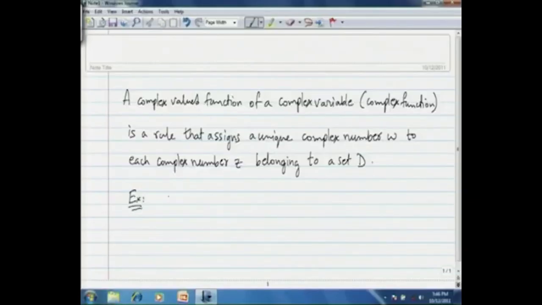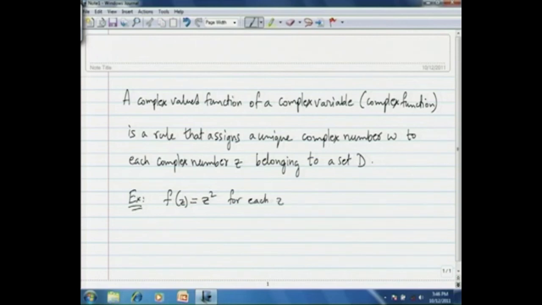So an example is in order. An example is as follows: f of z, we usually use symbols f, g, h, etcetera to denote complex functions. So f of z given by z square for each z in the complex plane is an example of a complex function. Here the set D is all of C, because we are giving this rule f of z equals z squared for each z in all of the complex plane. So the set D here is C.